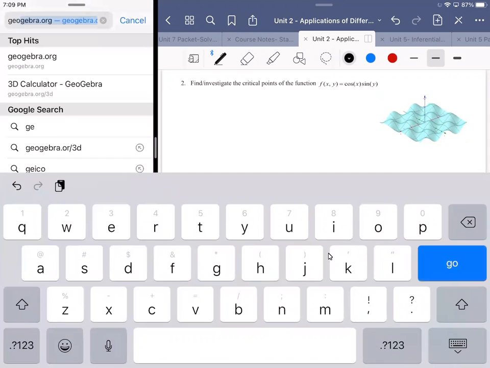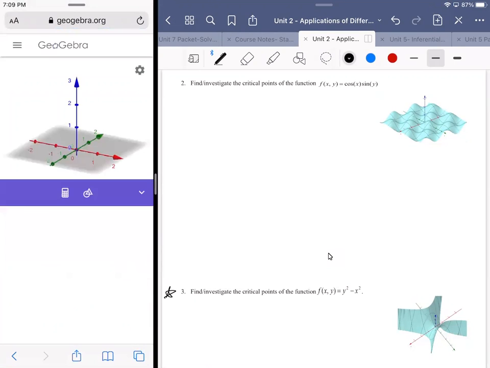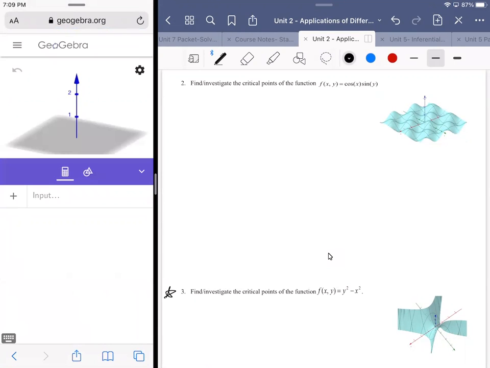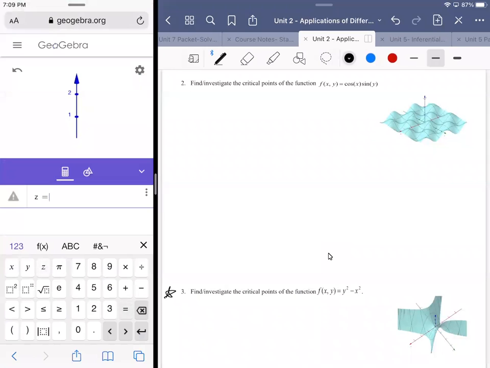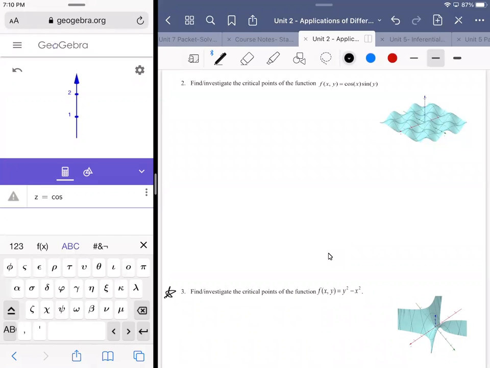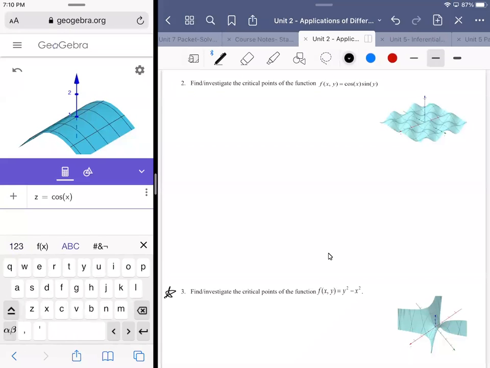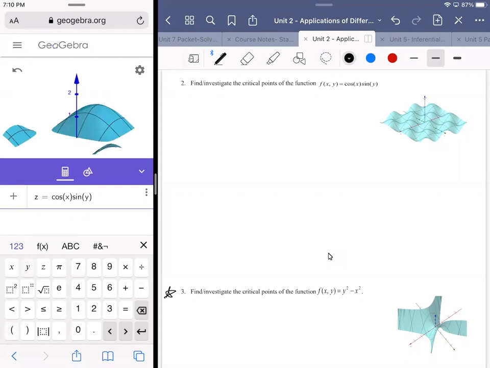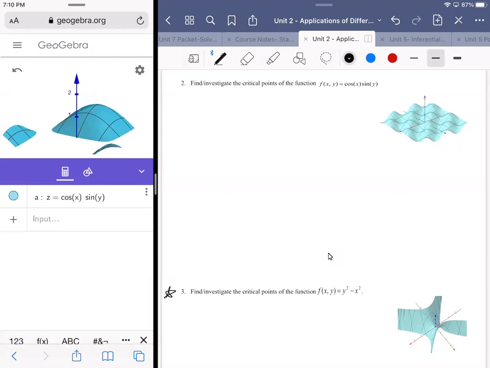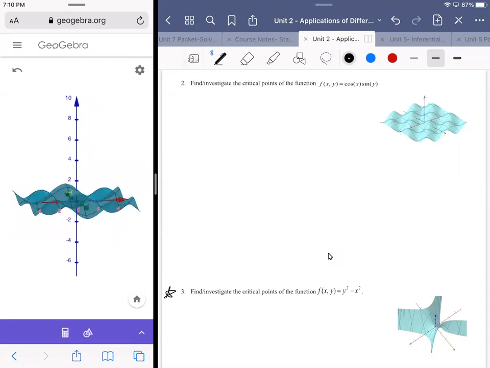It doesn't look like it would hurt a fly. So let me get it into GeoGebra. So z equals cosine x sine y. Yeah, you're like, oh, that doesn't look like anything. Oh, well. All right, so it's definitely got that egg crate look to it.